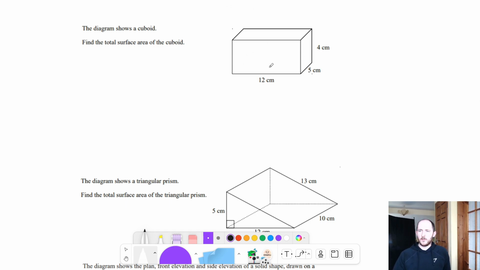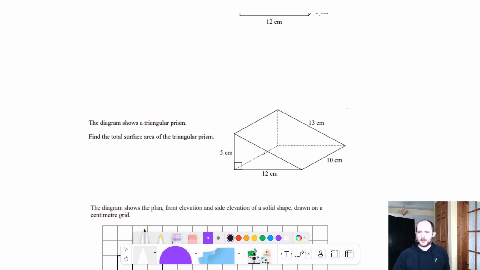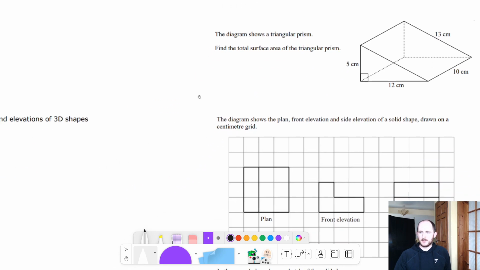So in this case, with a cuboid, you have 4 identical faces on the front, the top, the back, and the bottom. And then you have these 2 side faces. With this triangular prism, you have 2 the same here. Then this back side and this bottom side are also different.